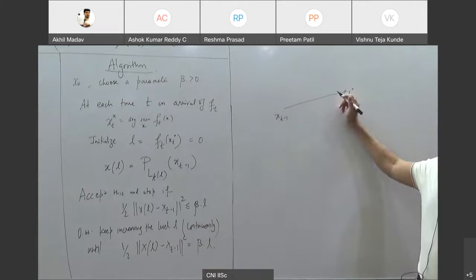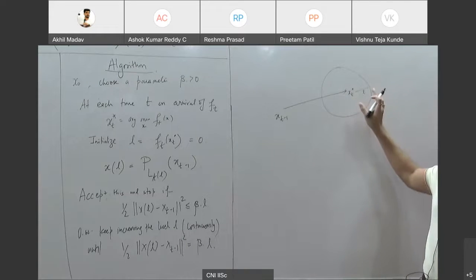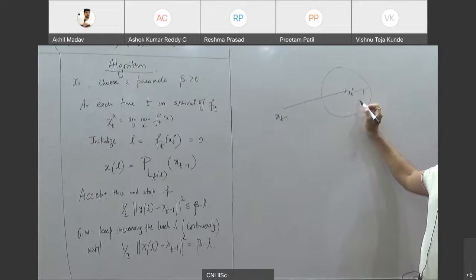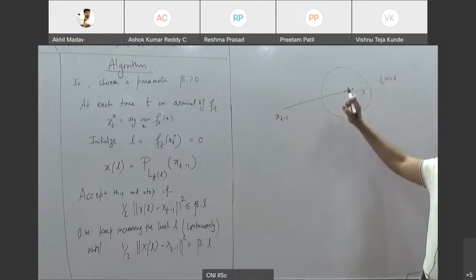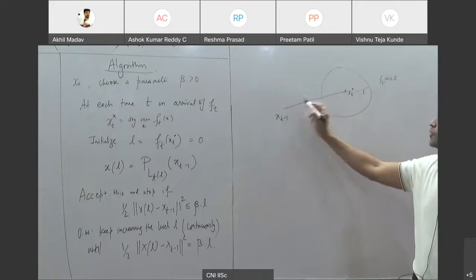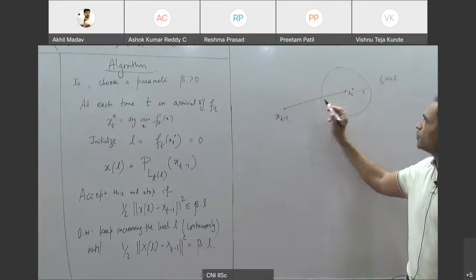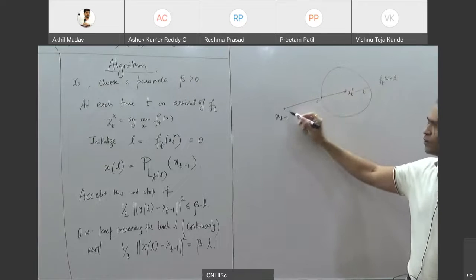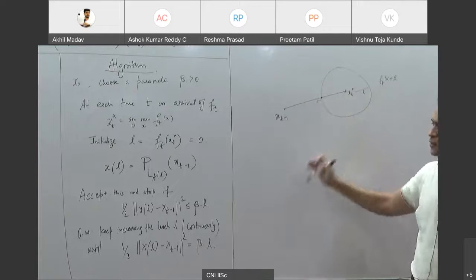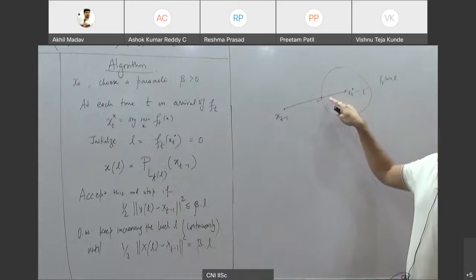Given that I'm not accepting, what am I doing now? I'm drawing these balls around this, such that this is the level, not distance. Be careful, this is level. It contains all the points for which FT of X is at most the level L. These are all the points which I'm drawing as a ball. So I'm taking the projection onto this. I keep increasing L until the distance between the projection, which is going towards XT star as L increases, and XT minus 1, half of this distance, is at most beta times the value L I am currently at.